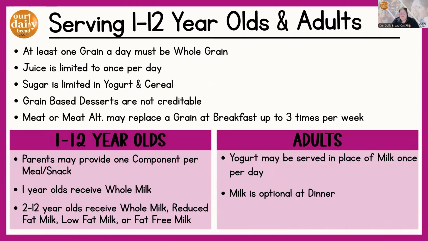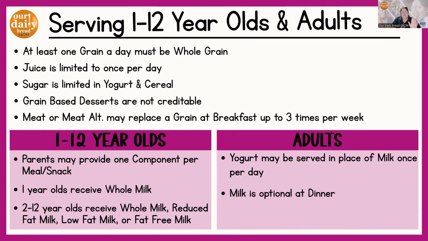And then just some key points when thinking about serving those 1 to 12-year-olds and adults. Just remember that at least 1 grain a day must be whole grain. And then juice is limited to once per day. There are sugar limits in our yogurt and cereal. Grain-based desserts are not creditable. You're more than welcome to serve these as extra on top of the meals, but any grain-based dessert cannot count as part of a component in a claimable meal. And then just keep in mind that, again, that meat or meat alternate can replace the grain at breakfast up to 3 times per week.